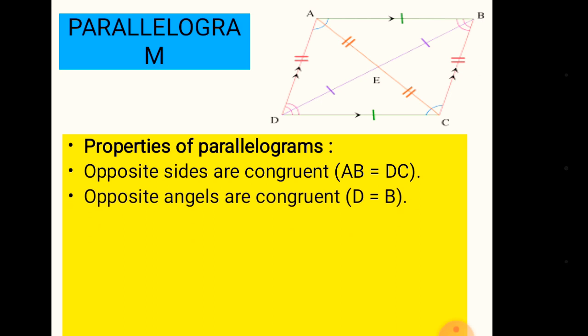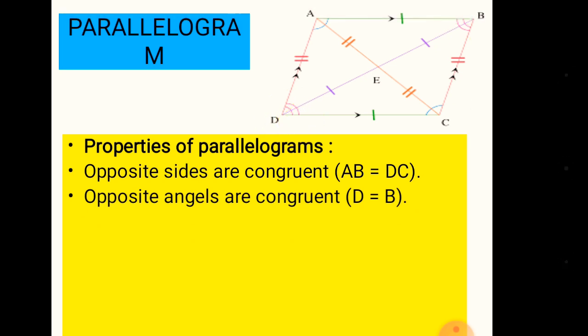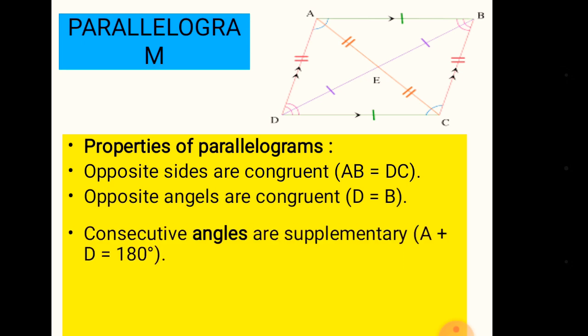Also, opposite angles are congruent. So, opposite angles are also equal. Angle D and this angle B are equal. So, if you know angle D, you can easily write angle B also because both are equal. So, opposite angles are congruent and equal.